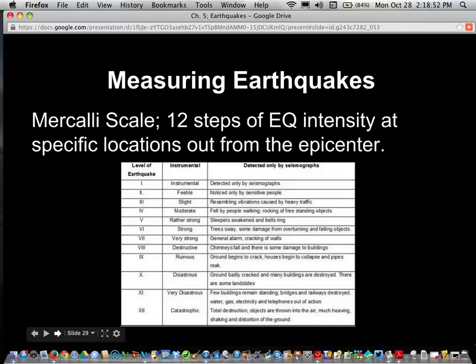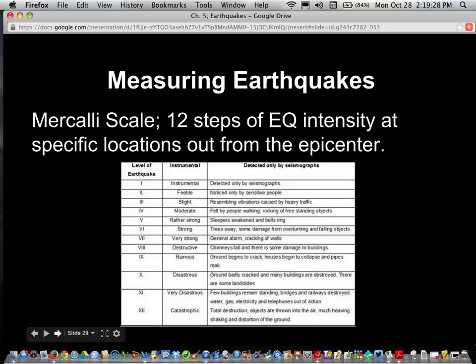So as you can imagine, the strongest Mercalli waves would be right at the epicenter, and they would get lower and lower as you move away from the epicenter in a concentric circle. Mercalli came up with some verbal descriptions that somebody could use to determine the strength of the earthquake. Number 2, feeble, noticed by only sensitive people. Number 3, slight, resembling vibrations caused by heavy traffic. So those are pretty light.